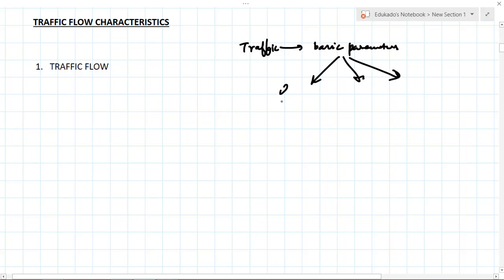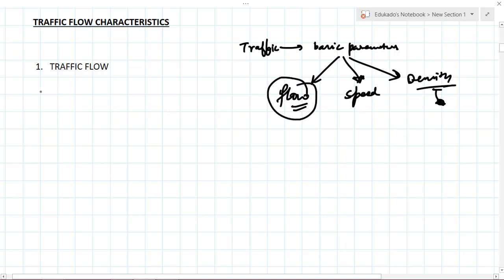The first one is the flow. Another one is speed, and another one is known as density. Density is how many vehicles are there on the road at a particular time and a particular cross section, and speed is the speed of the crowd, or you can say the traffic moving. The flow is something new. Let's see what the traffic flow is.